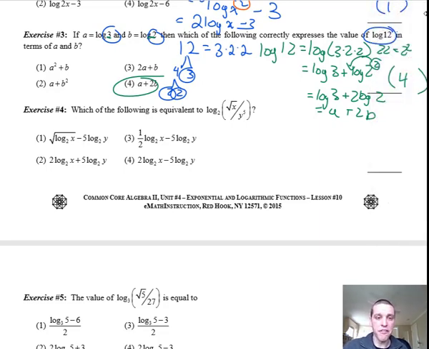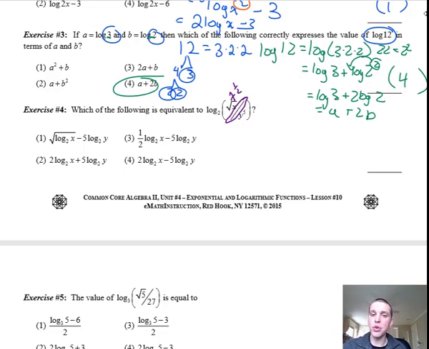Moving on to exercise 4. Log base 2 of the square root of x divided by y to the 5th. So as soon as I see this, I notice that we have the quotient rule. And how else can I write square root of x? I don't have any numbers with square root of x, but I know I can't leave it as square root of x. So I can rewrite a square root, we talked about this before, as x to the 1/2.